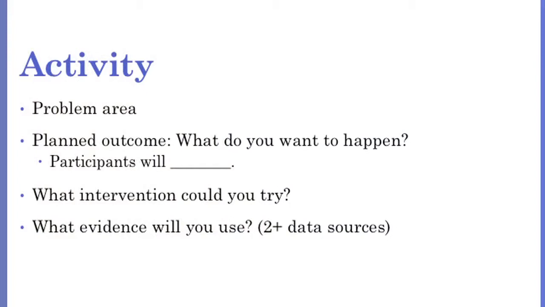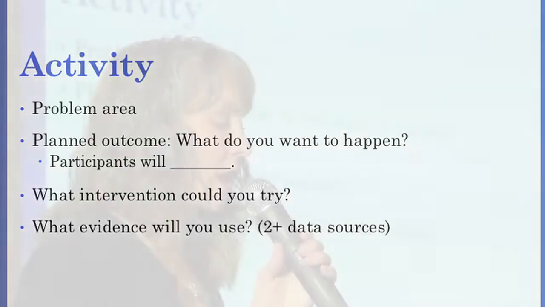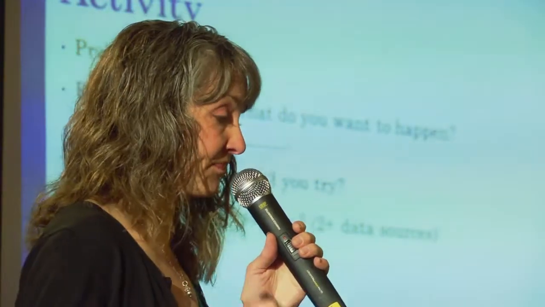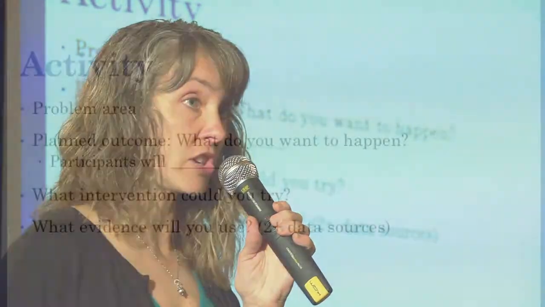Participants will. They will read more often to their children. They will, or the program will. The program will increase attendance. The participants will be able to transfer workplace skills into their job, etc. Then what's one intervention that you could try that would increase the likelihood of achieving that outcome? What do you think will help participants be able to achieve that goal? And then what evidence would you use to know whether you achieved that goal?